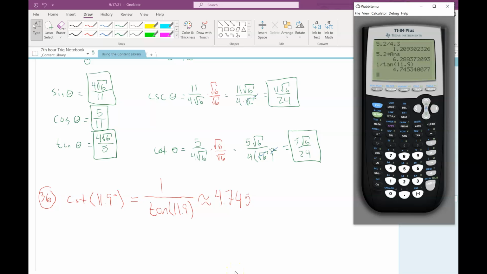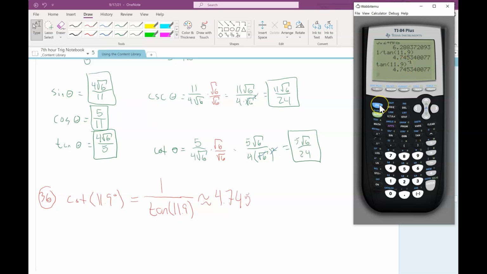You okay so far, Ariana? Okay. Worth noting that you could have also used the reciprocal button. So you could do this as tangent of 11.9, and then this button, the x to the negative 1, is the reciprocal button. So you could do it that way. You get the same answer.